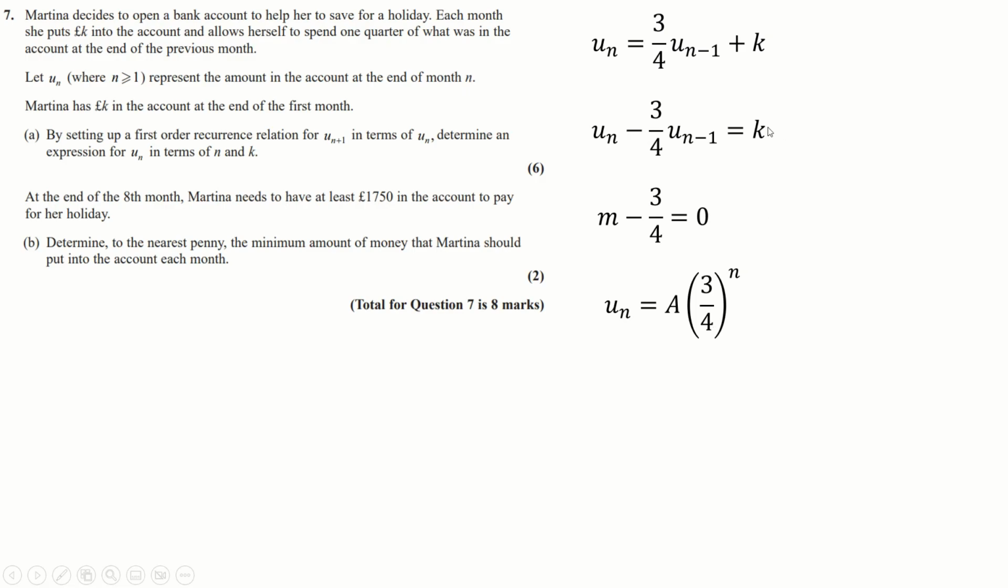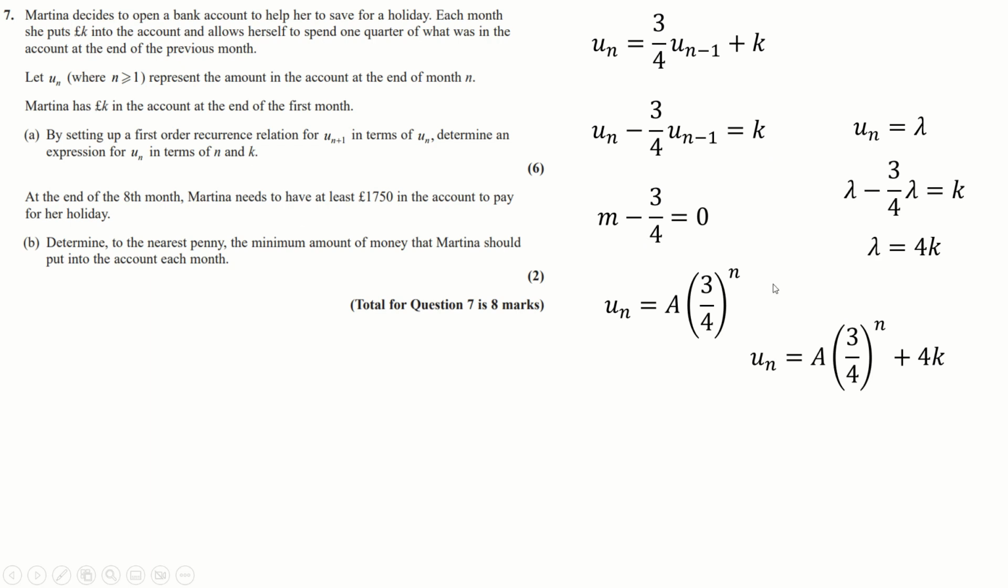Then to get the rest of it, we set U_n equals some lambda, which means U_{n-1} is also lambda. So we get lambda minus 3/4 lambda equals K, which gives us lambda is 4K, and then we just add that on to the end. So I essentially did it like a 2-dimensional equation, except there was no quadratic anywhere. So yeah, kind of nice and straightforward.